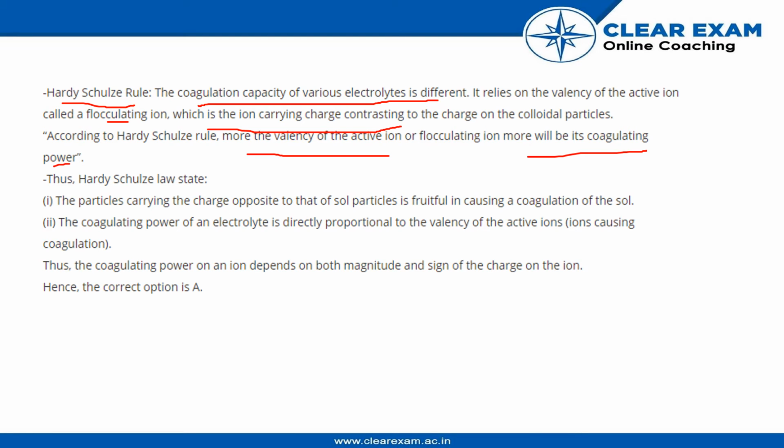Thus, Hardy-Schulze rule states that the particles carrying a charge opposite to that of sol particles are effective in causing a coagulation of the sol. The coagulating power of an electrolyte is directly proportional to the valency of the active ions, which is the ions causing coagulation. Thus, what we see is that the coagulating power of an ion depends on both magnitude and sign of the charge on the ion. Hence, the correct option is A.